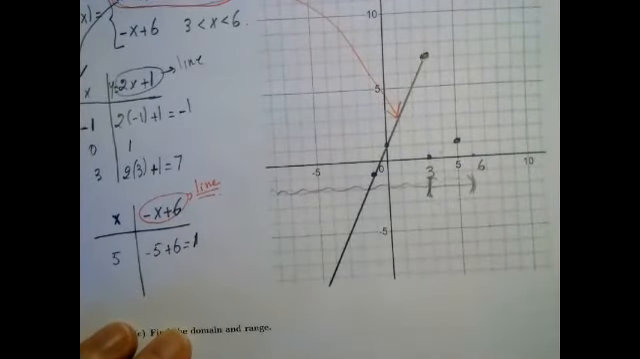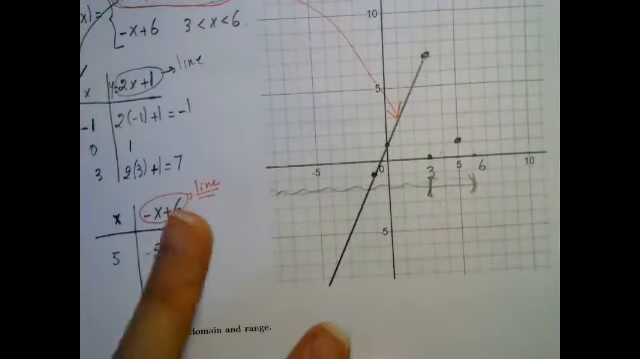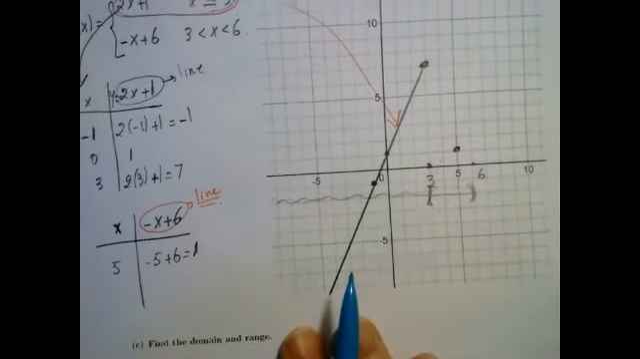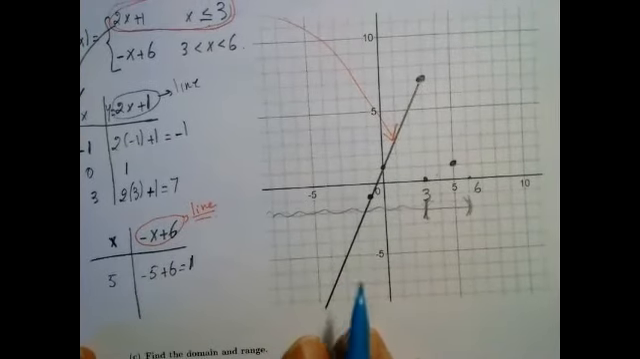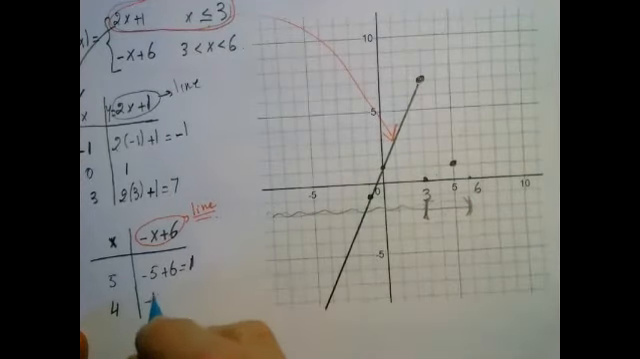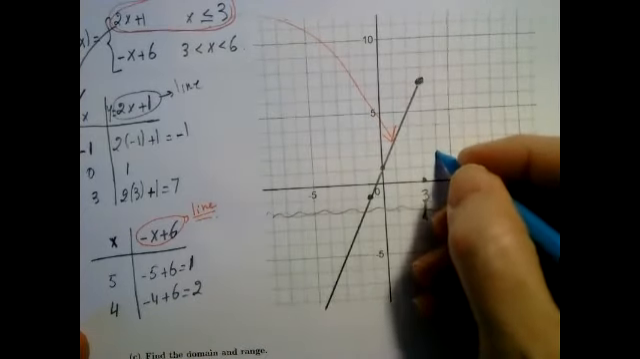Which other point would you like me to take? So I have 1 point. This is a line, and to draw a line, I need 2 points. You gave me 1 on this line. I want another one. Come on, give me another one. 4 will do. Okay, I'm going to go to 4. I will have minus 4 plus 6, which is equal to 2. So at 4, I am at 2.